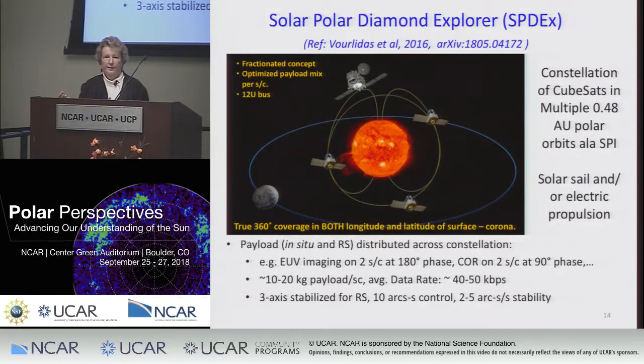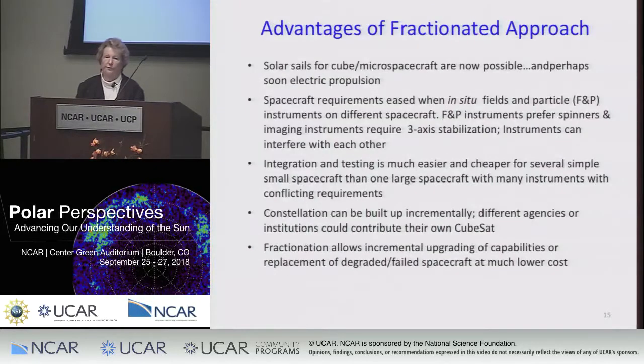But now you can phase them, so if you have 2, you can think of having the EUV and the coronagraph like 90 degrees out of phase. So everything will be a limb CME, and you can look at the source region. And there's a lot of advantages to this fractionated approach.